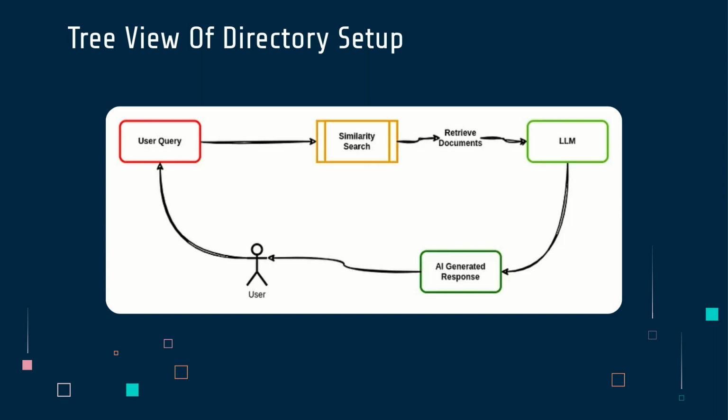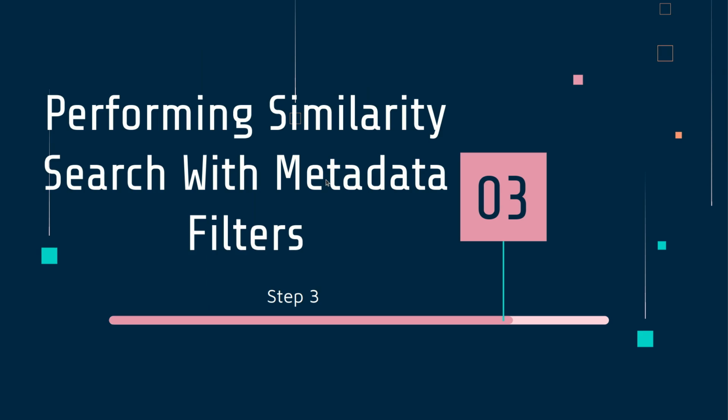So for now, we have been able to perform similarity search, which is this part of the whole RAG pipeline, which is this one right here. So we're currently here. Forget about this header, it's just my typo. I picked it from another slide and forgot to modify it. So, performing similarity search with metadata filters.